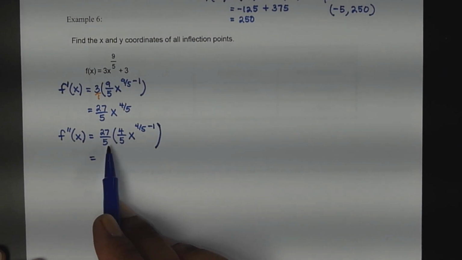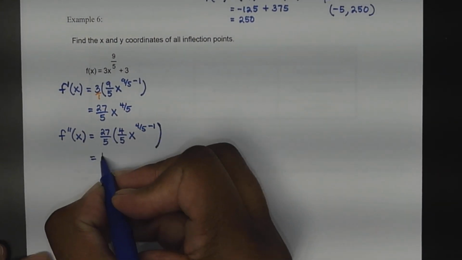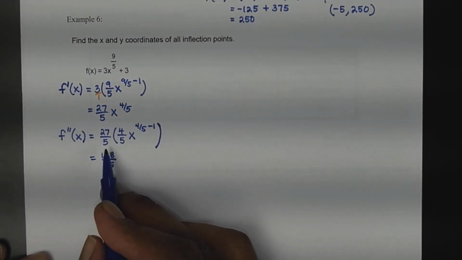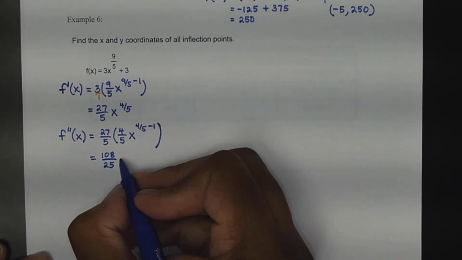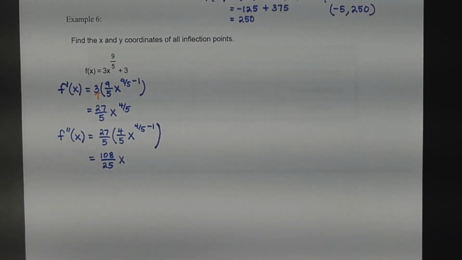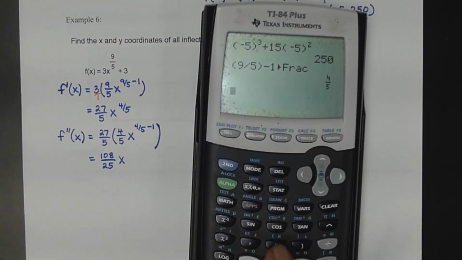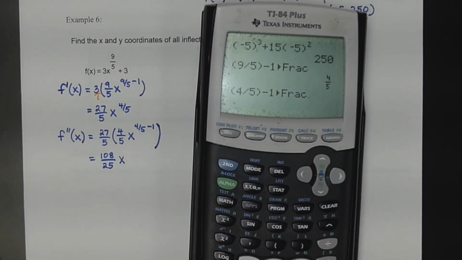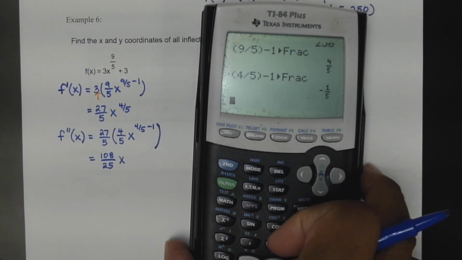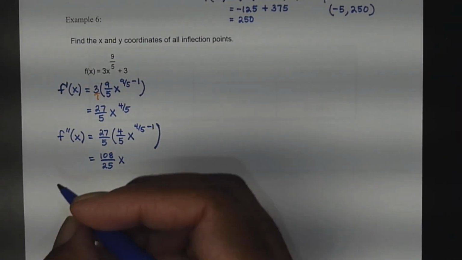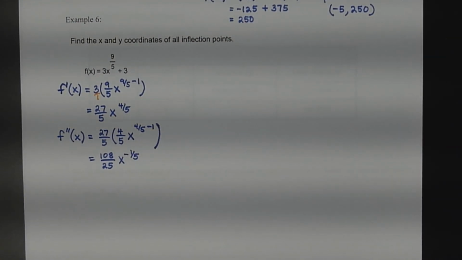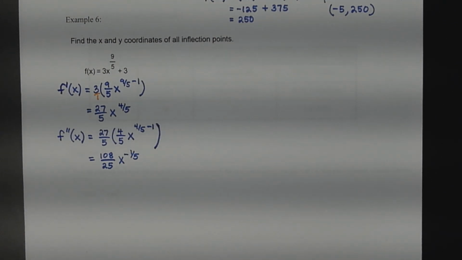Now, if I multiply 27/5 times 4/5, that would be 108 over 25. That's 27 times 4, that's 108. 5 times 5, that would be 25. Copy the x over to the 4/5 minus 1. I'll go and do that in the calculator as well. 4 divided by 5, close parentheses, minus 1. Hit your math key, select number 1 for the fraction. That'd be negative 1/5. So I have 108 over 25 times x to the negative 1/5.